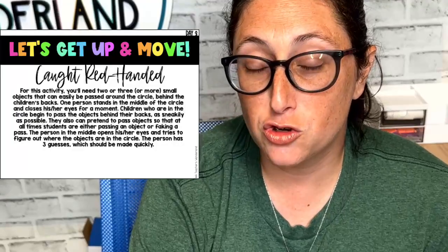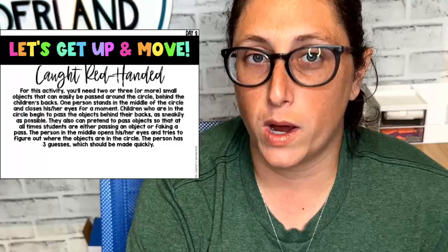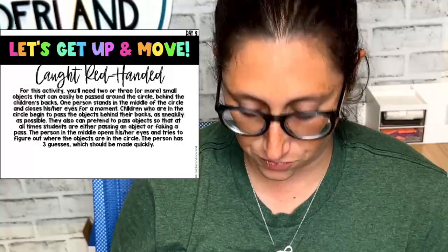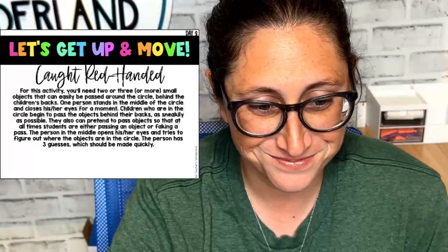So I say you've got 90 seconds from when we tell you to open your eyes to actually find the red-handed person. It just also keeps them moving. And then you get a few people in there.